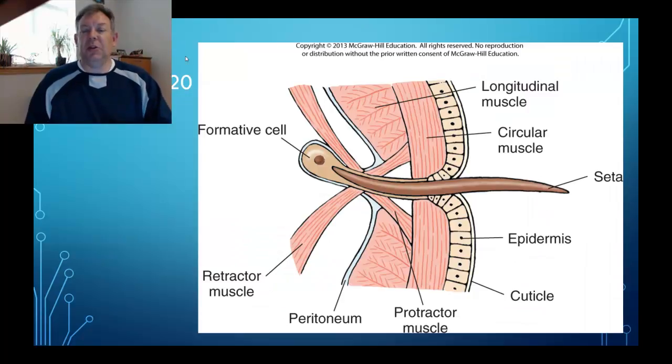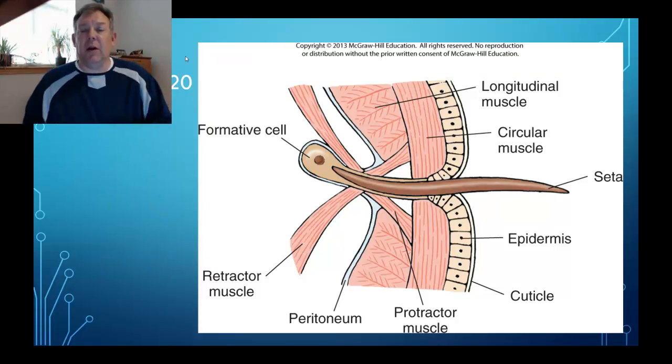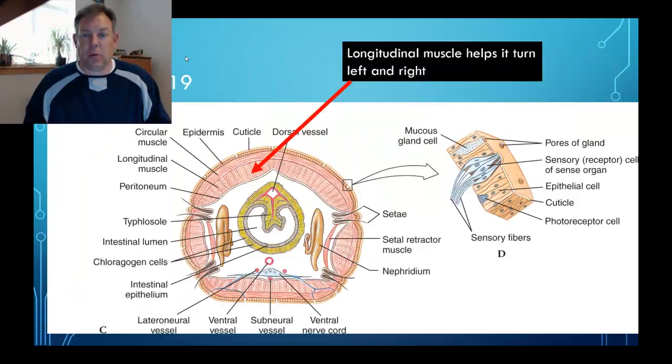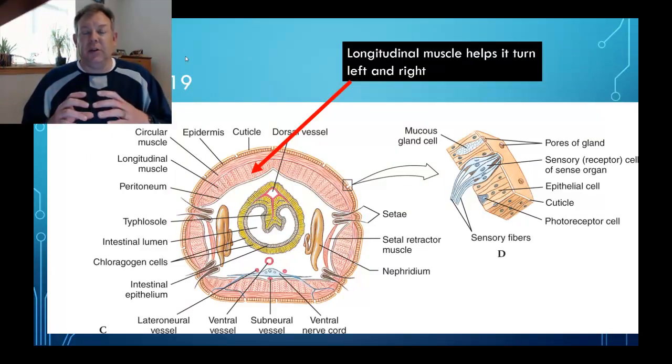And this just shows you a seta, the muscles that can be used to retract it, so they're not always sticking out. So obviously, when you want the segment to slide forward, you want to pull these in. And when you need the segment to not move, you stick them out. Now, that movement is accomplished by just using the circular muscle and the hydrostatic skeleton.